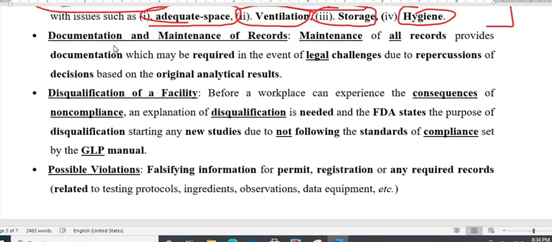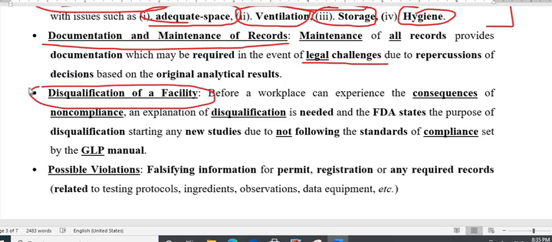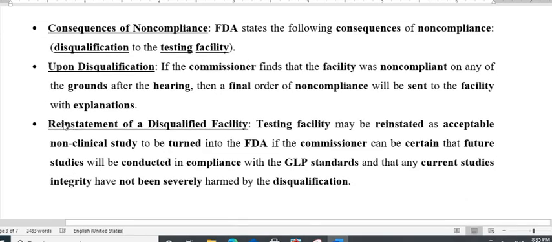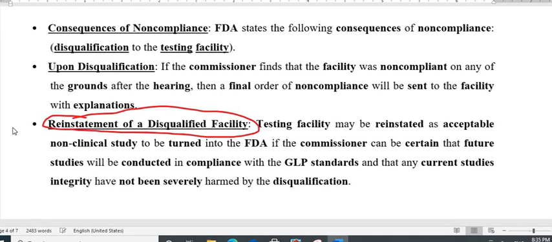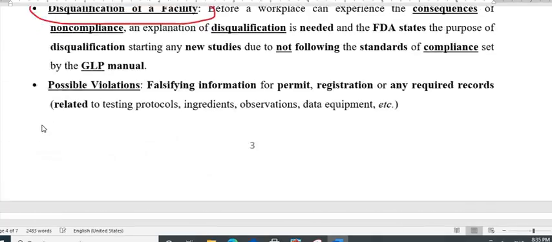Now we have already discussed the documentation and maintenance of records. If it is required for legal challenges, we have to show it, so we have to keep it. Now, two points are very important: the disqualification of the facility, and the reinstatement of the disqualified facility. So we have to discuss these two points.